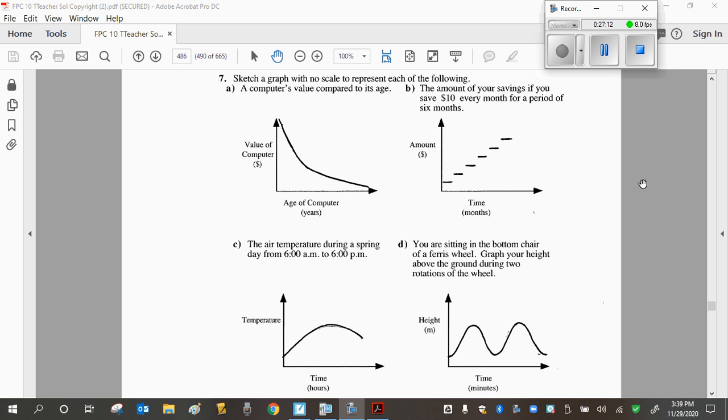Okay, let's see how you did. I'm not going to be too fussy with these answers. The value of the computer, as long as you show me it's going down, and you can even say it goes to 0 at some point, it's going to be worthless. That is true. Same with cars. I would accept that as well.